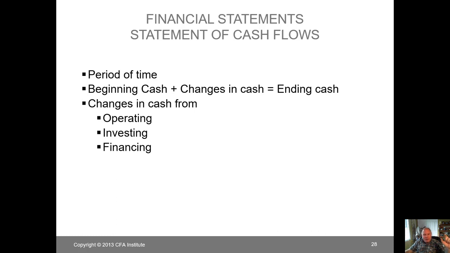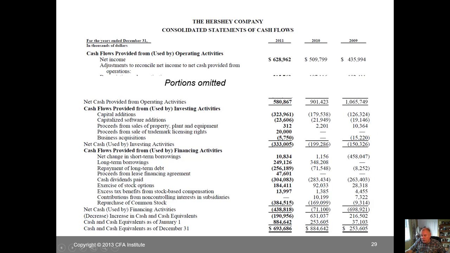Operating is what the business is doing. Investing, think future. Financing, how we are paying for things. That includes debt, and that can be debt taken out or debt paid back. Here's an example again, with net cash flow provided by operations.